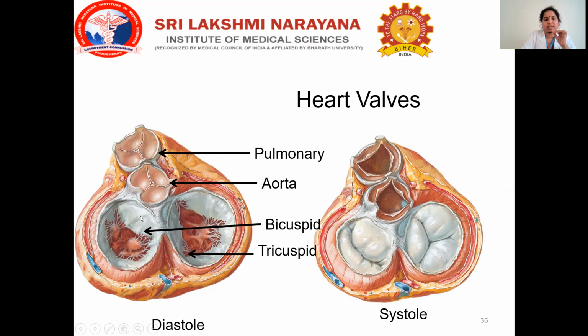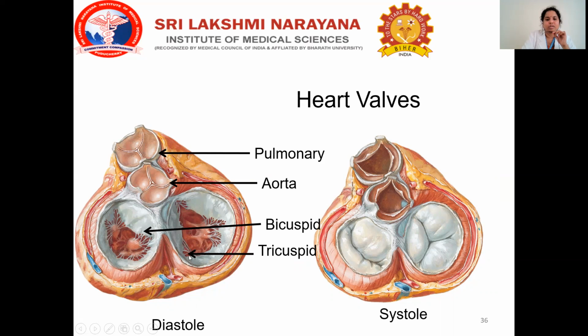The bicuspid valve consists of two leaflets, anterior and posterior or inferior. The tricuspid valve has anterior, septal, and posterior or inferior leaflets. One can also see the papillary muscles arising from the ventricles, and the tips of the papillary muscles being connected to the leaflets through chordae tendineae.